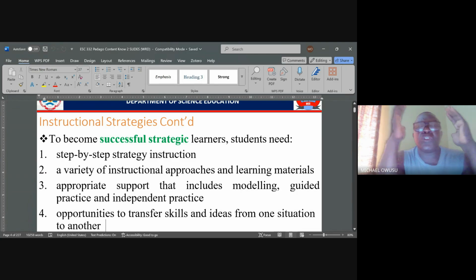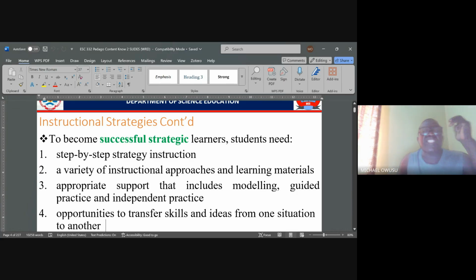You know that from A, I'm moving to B. I have to define the thing first for them to understand what that thing is. Then after that, let's look at the importance of it. Let's look at maybe the disadvantages of applying this. Let's look at the advantages of applying this. Then let's look at the practical experience of this. So you go step by step. To become a successful strategic learner, the instruction should be delivered step by step.